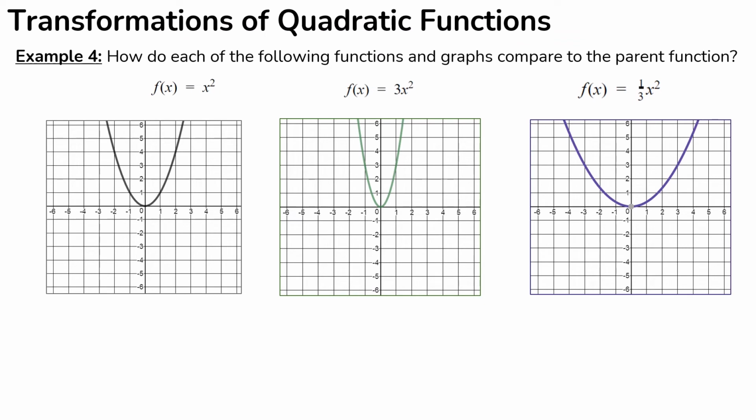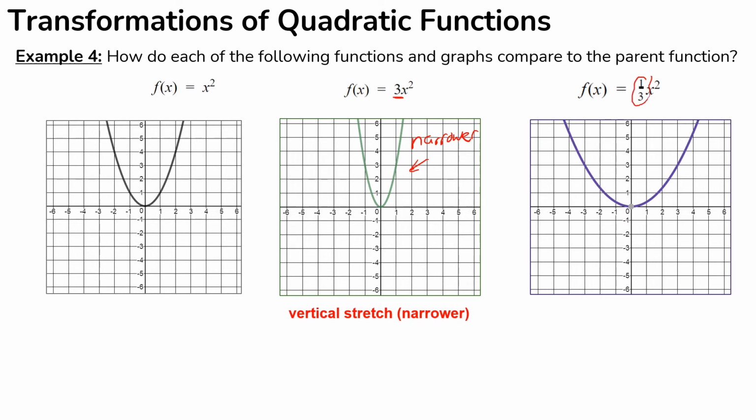Let's analyze these transformations of the quadratic functions here, looking at the stretch and compression. We see here that this second graph has an a value of 3. That is greater than 1. And we can see that this graph is actually more narrow than the parent function. So it is stretched vertically, more narrow, or narrower. And our last graph here has an a value of 1/3.